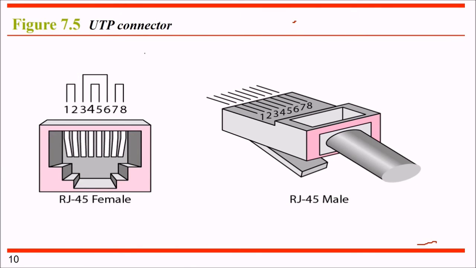This is the UTP or twisted pair connector. This is the RJ female. This is the RJ male connector. See, we have 1, 2, 3, 4, 5, 6, 7, 8 variations, and these are the links basically. All these are linked to this. These eight are the connectors. Actual connection goes here only.